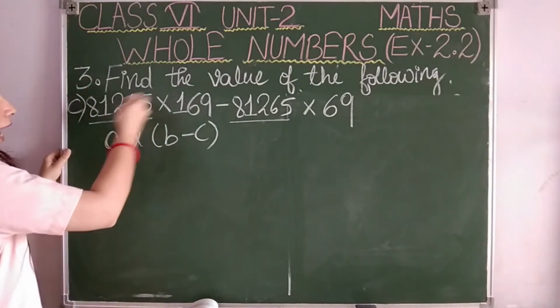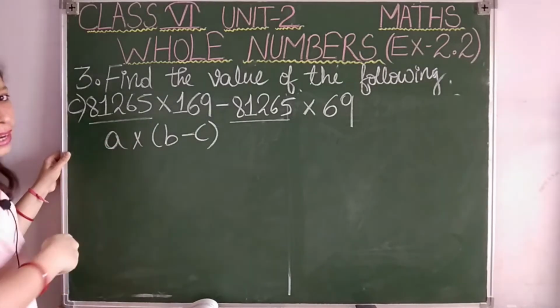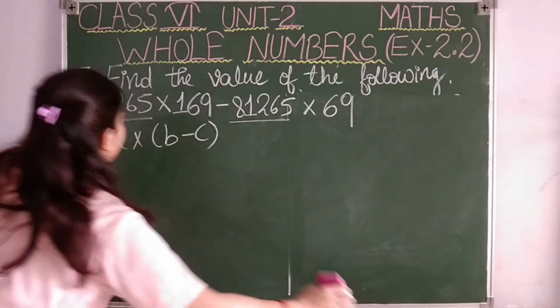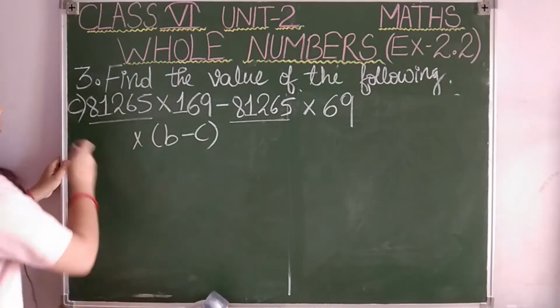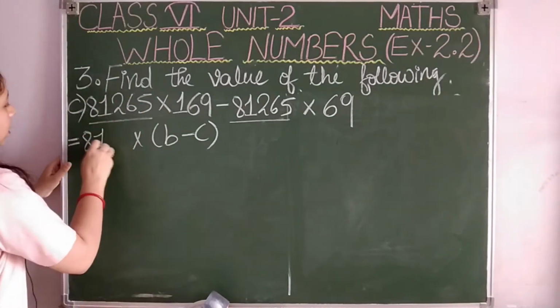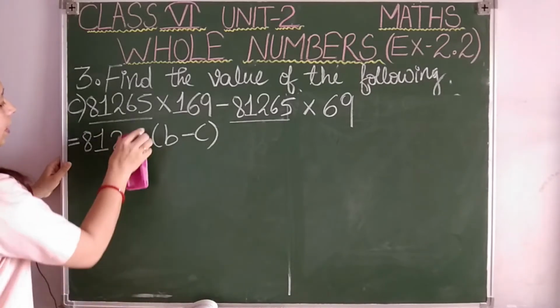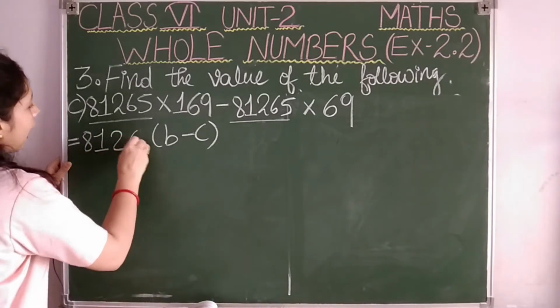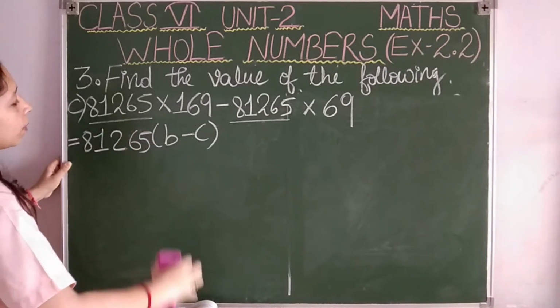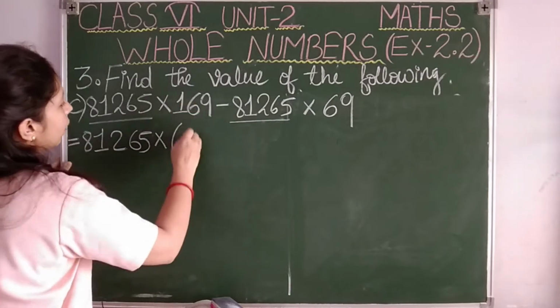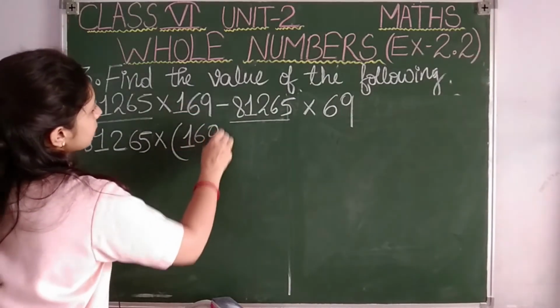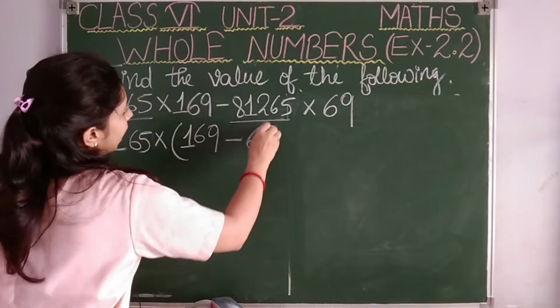Okay, I will write these numbers as A into B minus C. So what will be A here, students? Which number is common here? 81265. So I will write 81265. And what will be my B and C? B here will be 169 and C here will be 69.